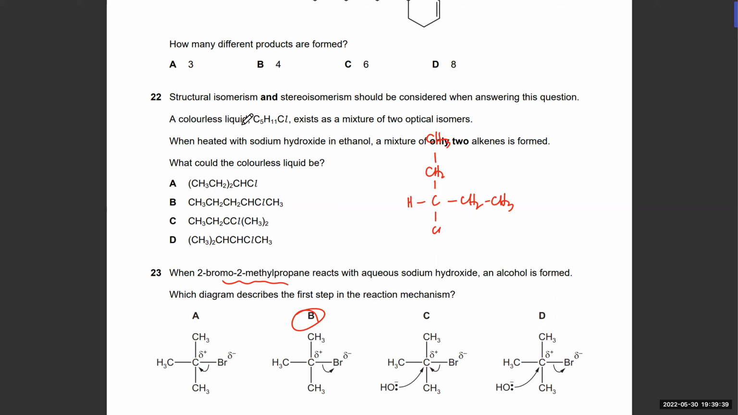First thing, he's saying that a colorless liquid exists as a mixture of two optical isomers. Is this forming optical isomers? No, it's not. It doesn't have a chiral carbon. It's got two ethyl chains, two sides are the same. Is that clear? It's not forming chiral. Sir, can you re-explain the question?